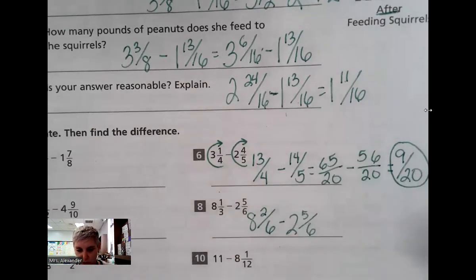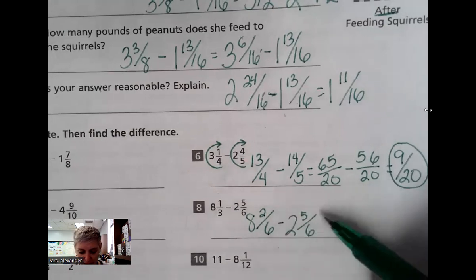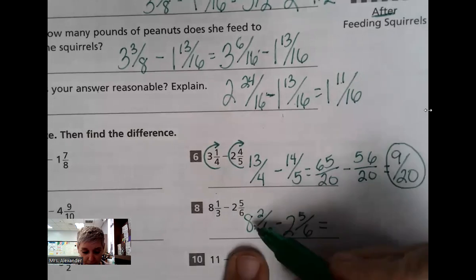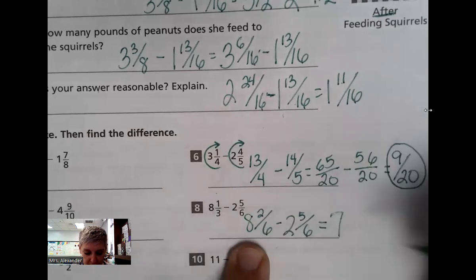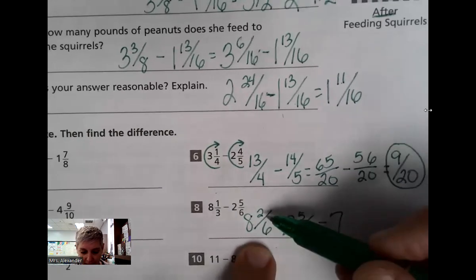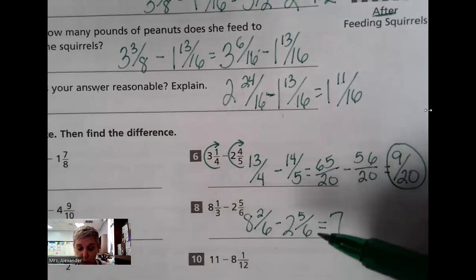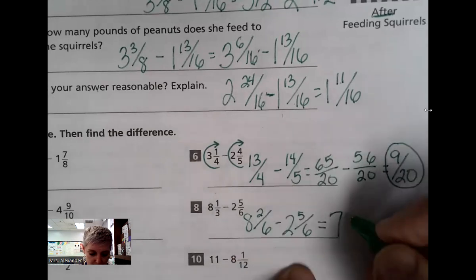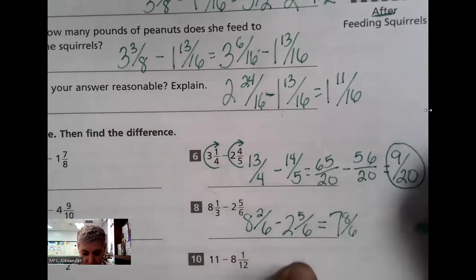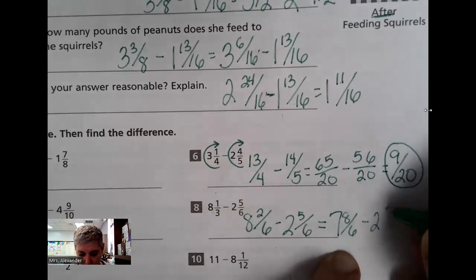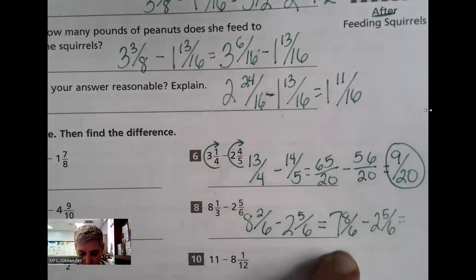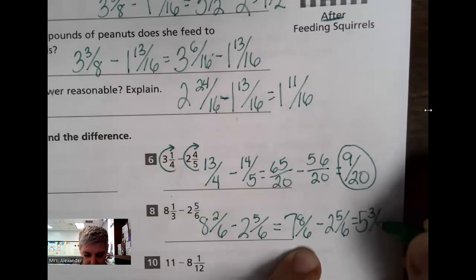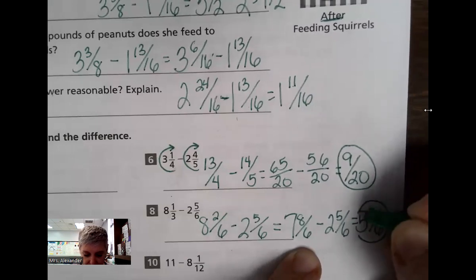So we do need to regroup or rename. We have a 2 minus 5. So I'm going to go back to regrouping this time. Take 1 away from the 8. It becomes a 7. Add that 6/6, there's that 1 that we took away, add that to the 2/6. 6 plus 2 equals 8/6. Minus 2 5/6 equals 5 3/6. That can be our final answer.